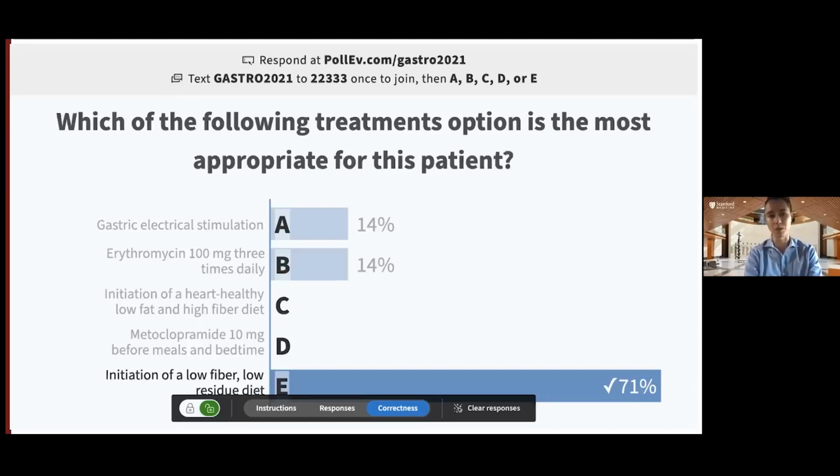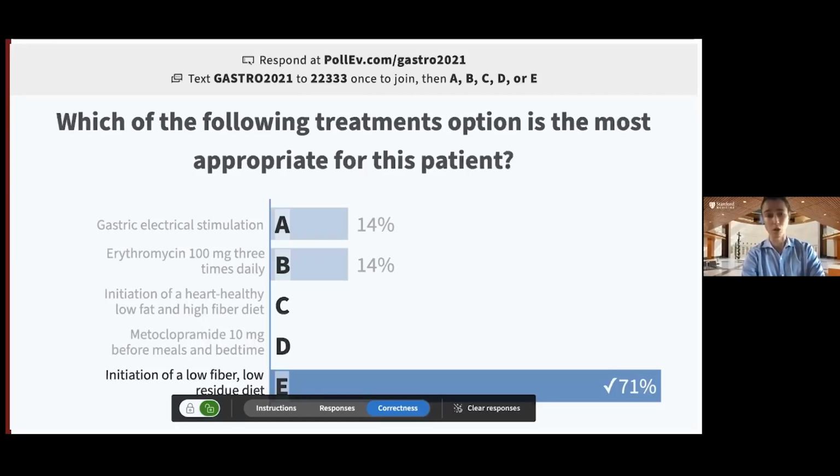The next option, erythromycin, is an effective promotility prokinetic drug for the stomach. But an important piece of information in this question stem is that this patient has had recurrent C. diff infections, and therefore it would be inappropriate to give this patient further antibiotic exposure, risking his C. diff recurrence. The next option nobody went for, which is a low-fat, high-fiber diet. High-fiber diets are contraindicated in gastroparesis patients because fiber slows the stomach and is much harder for the patients to digest.